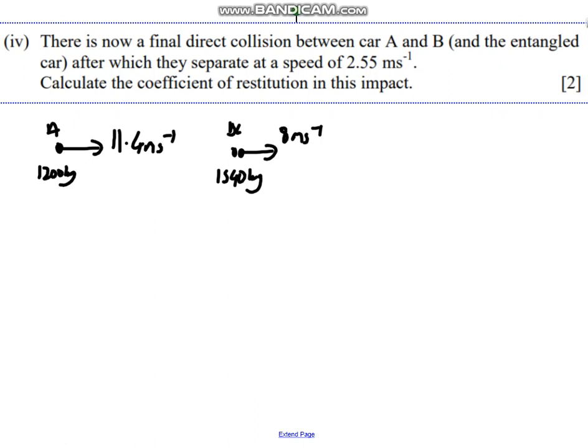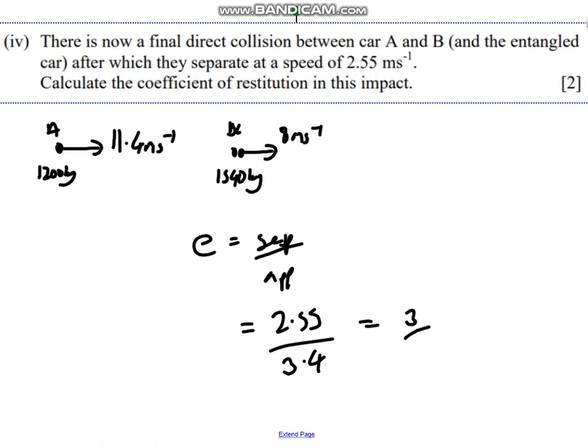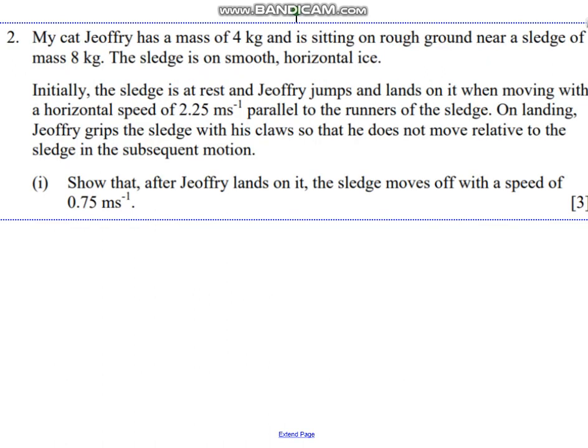Okay, so it's going to bash into it, but we don't have to do too much about this because we've now got the speed they separate at is 2.55 meters per second. So all we've got to do is work out E. So E, as we know, is going to be our separation speed over our approach speed, and we know that our separation speed is 2.55 because we're given that. Now our approach speed must be 3.4 because that's just the 11.4 take away the 8. Punching that into our calculator gives us very nicely that E is 3/4. Alright, so that's question 1 all done, which is very nice.